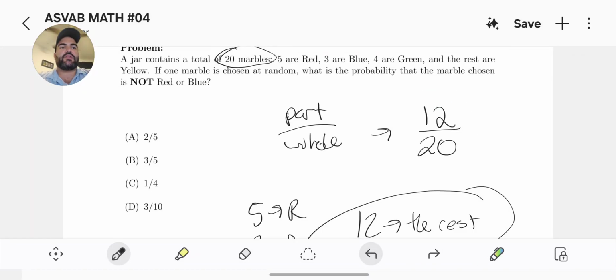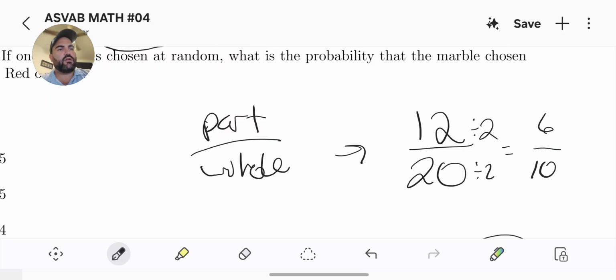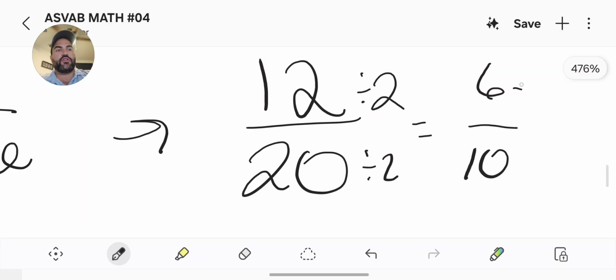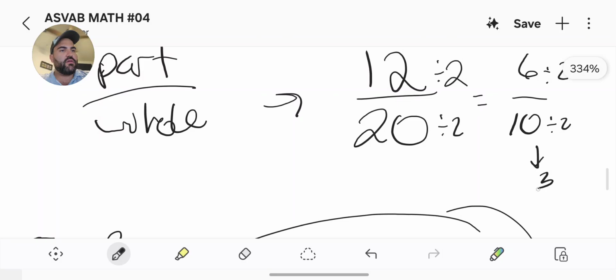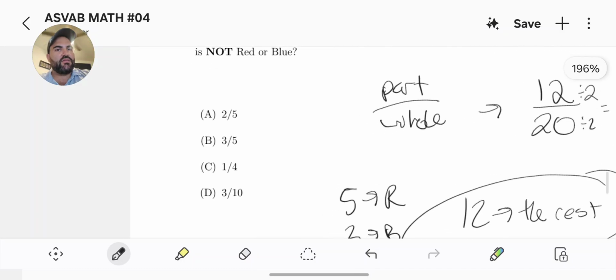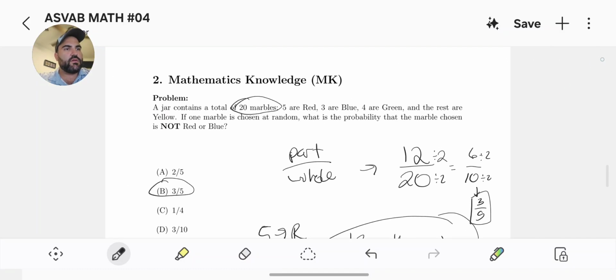It's not there because we could reduce it. So we can divide top and bottom by... We could do 2s at first. Everybody likes to do a 2. 6 over 10. We could do 2s again. And that would be 3 over 5. Boom, boom. Is it there? It sure is. So for that one, the answer was B.